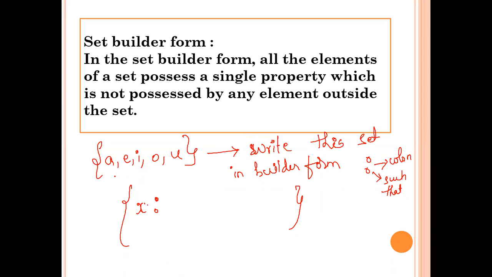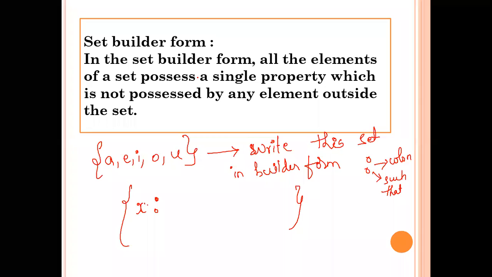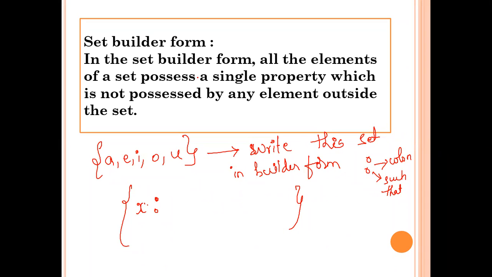Now what is the property in these elements, what is that specification among these elements A, E, I, O, U? What are these elements? Vowels, correct? So vowels is the property possessed by these elements.